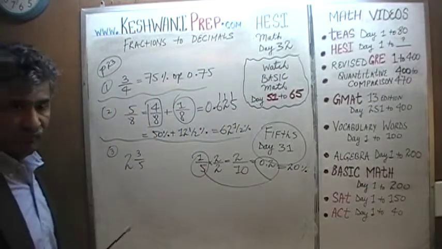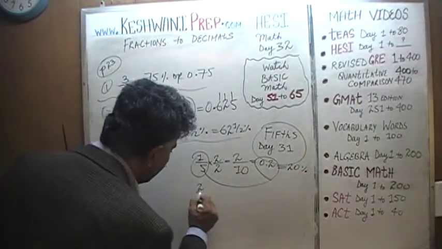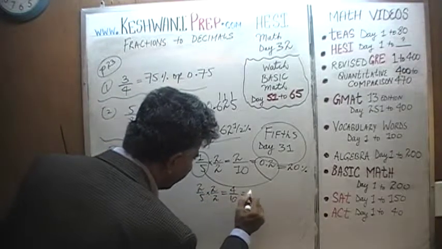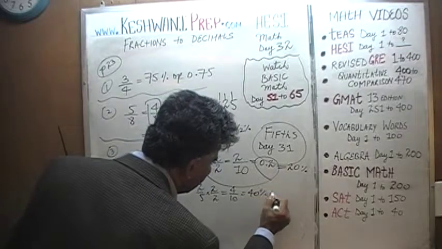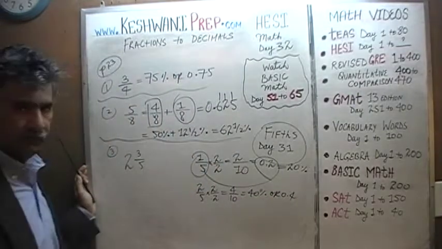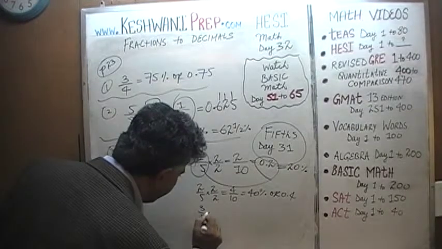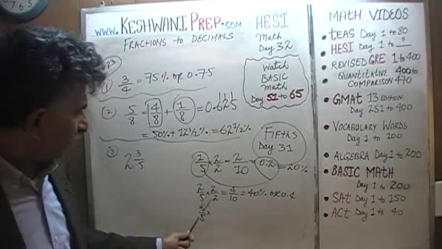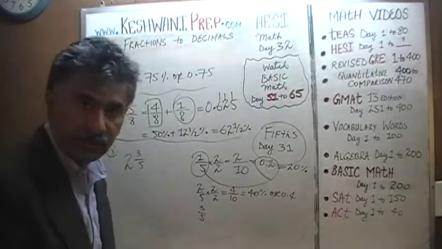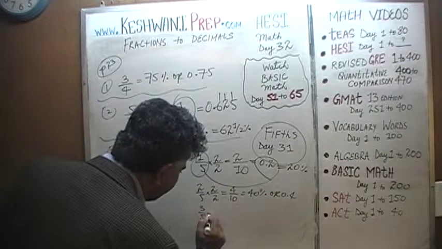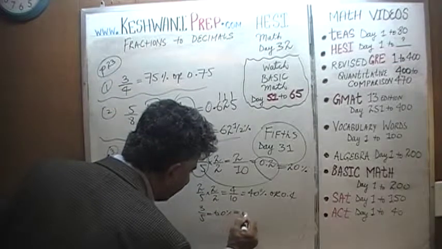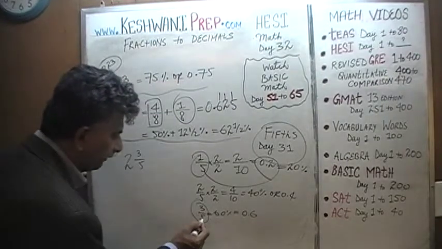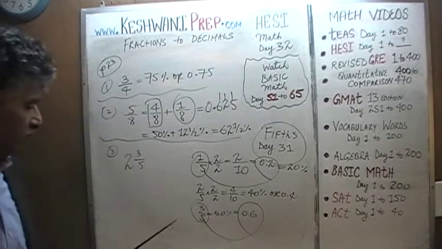Once you know your 1/5, the rest is very easy. If 1/5 is 20%, 2/5 would have to be 40%, because you multiply top and bottom by 2 again, you get 4 over 10, and that's 40%, or 0.4. 3/5 would have to be 60%, because it's just 6 over 10, 60% or 0.6. Here we have 3/5, that's exactly what we have here. 3/5 would have to be 60%, which when written in decimal is 0.6.